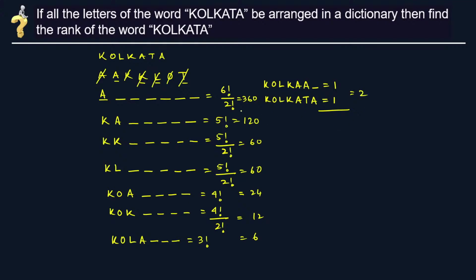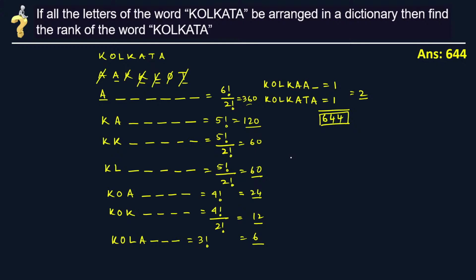So what will be the rank? 360, 120, that is coming to 480 and 60. 540 plus 60, that will give us 600. 600, 36, 36, 42 and 44. Therefore, it is 644. Is it clear? Therefore, the rank of the word Kolkata is 644. Is it clear? So this is the analytical method that I have done.